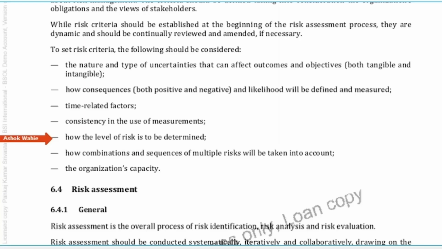Then the combination and sequence of multiple risks. Now one risk has given rise to another risk. Now which one is going to be prioritized? And what is the organization's capacity? What are your resources required? What is your capability? Because the risk assessment or the risk evaluation or the risk treatment plans should be cost effective. So we cannot be looking at a mitigation strategy which is not going to be cost effective.